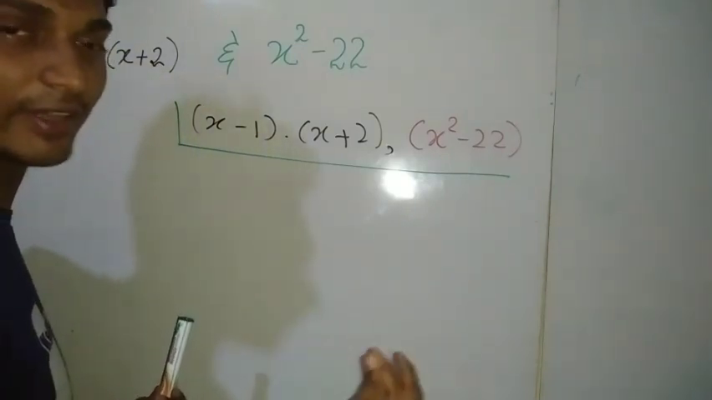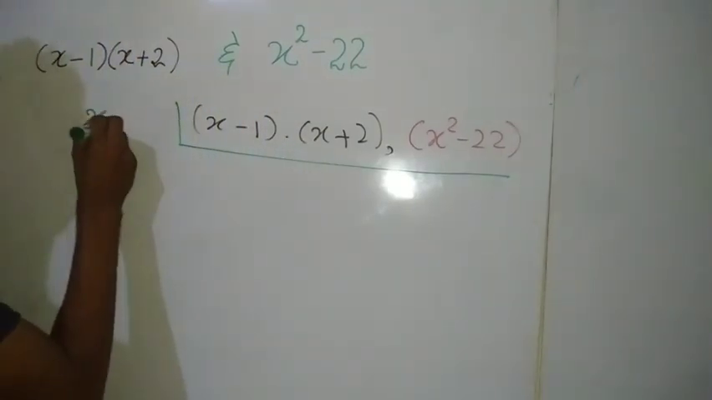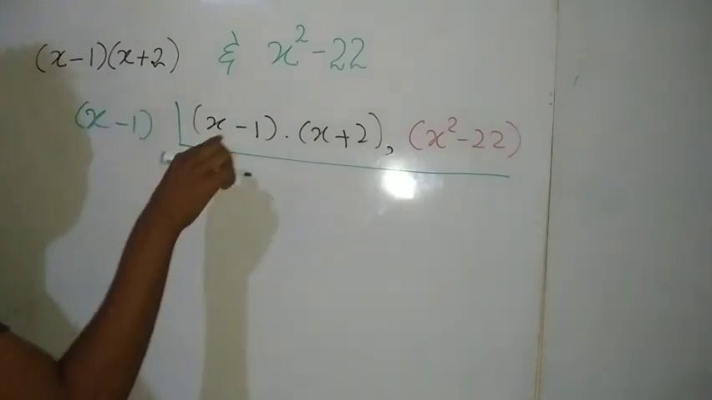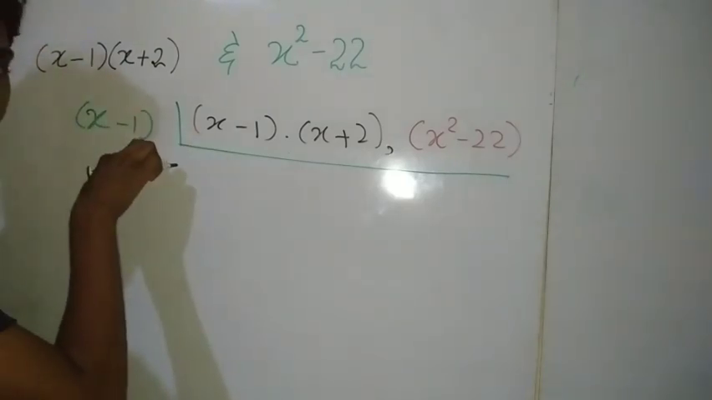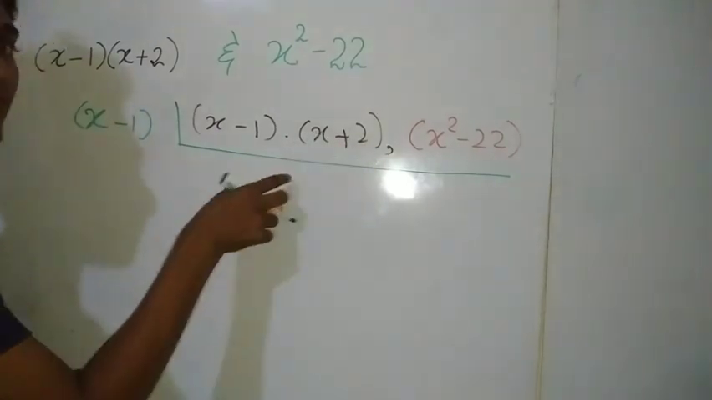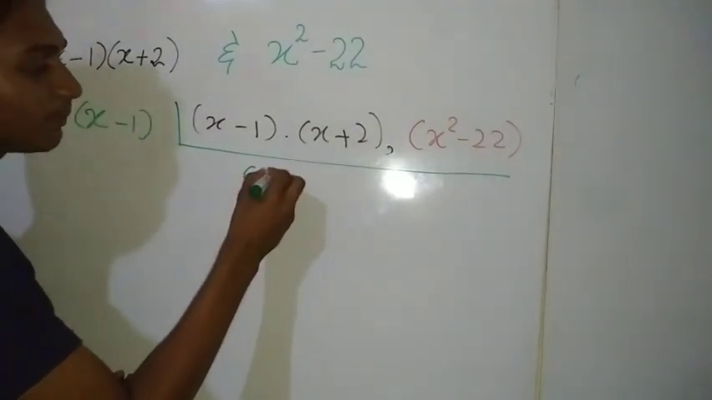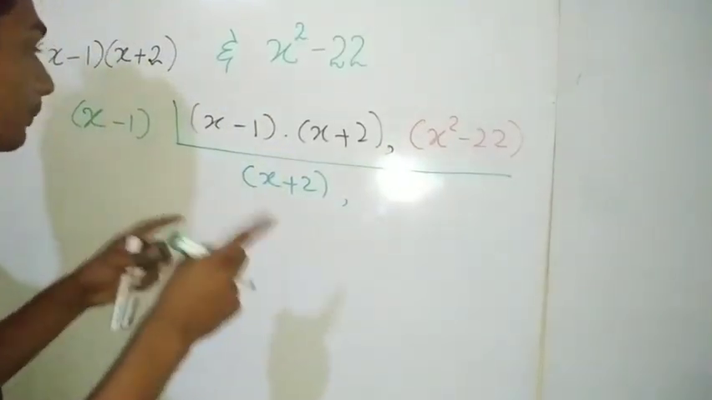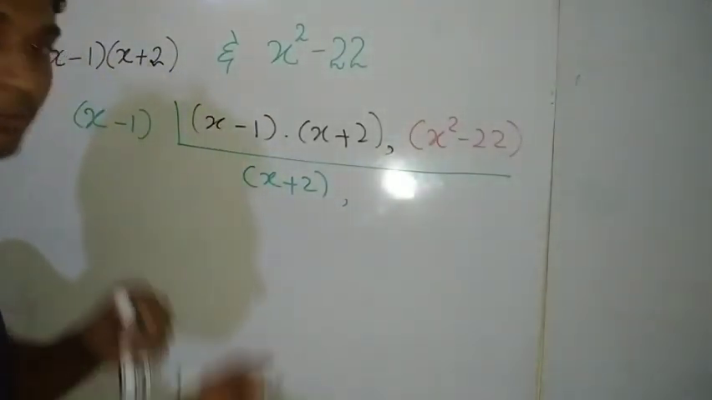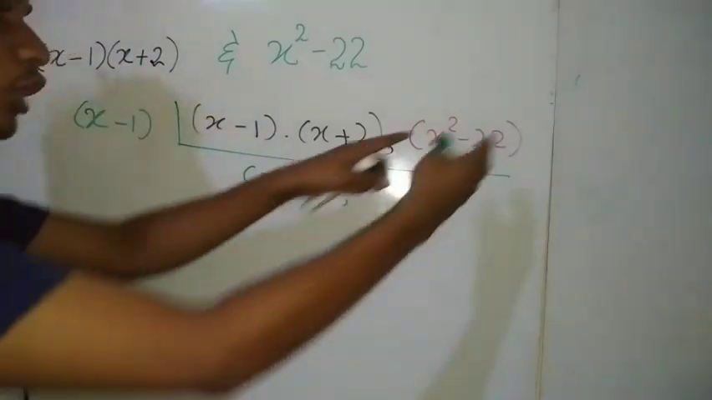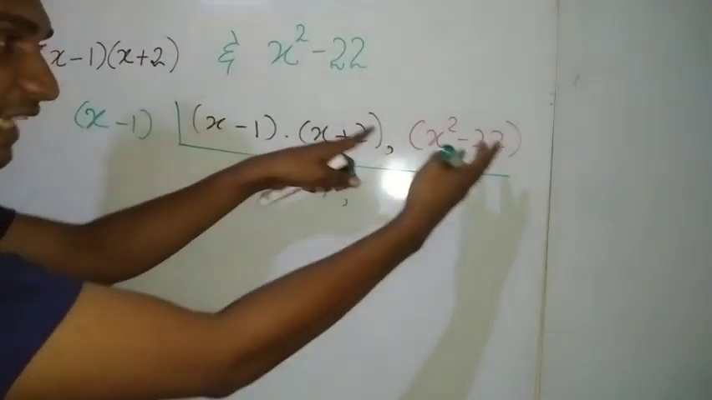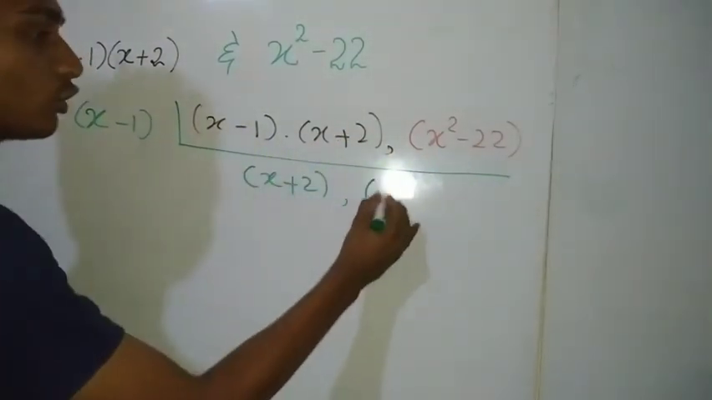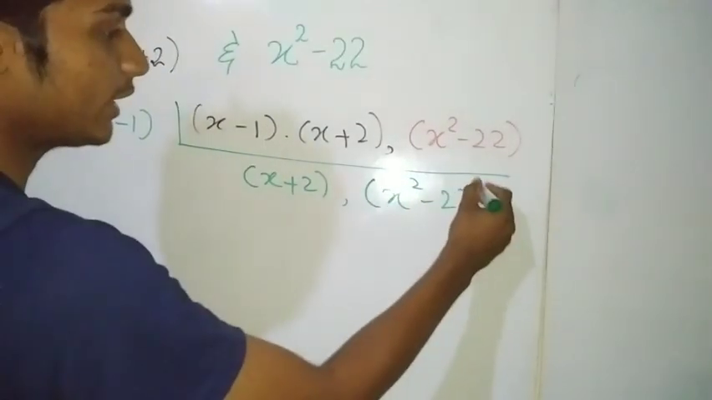So first of all we will divide this by x minus 1. So x minus 1 and x minus 1 divide each other, so you are going to get 1 here, the remaining stuff is going to come here, so you are going to get x plus 2 there. Furthermore, x squared minus 22 cannot be divided by x minus 1, so you are going to put the same algebraic expression there, so you are going to get x squared minus 22.